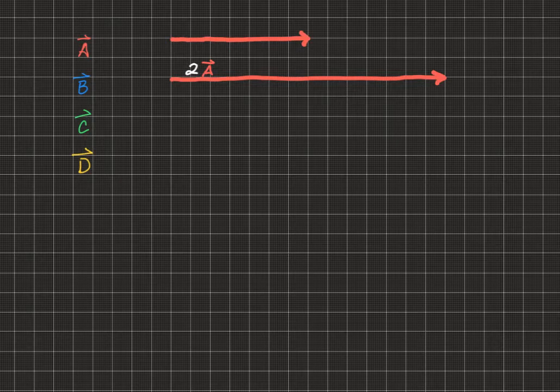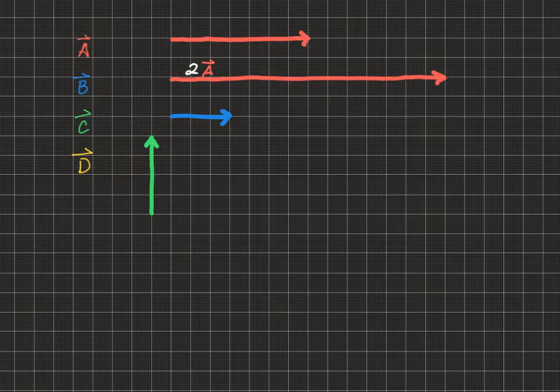Here's vector B. Notice it's shorter than vector A, but it has the same direction. All right, let's draw vector C. Now vector C is longer than vector B, shorter than vector A. That means its magnitude is also between the magnitudes of those two vectors. Its direction is different, though. Its direction is 90 degrees off.